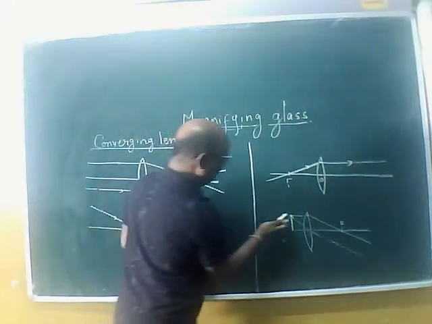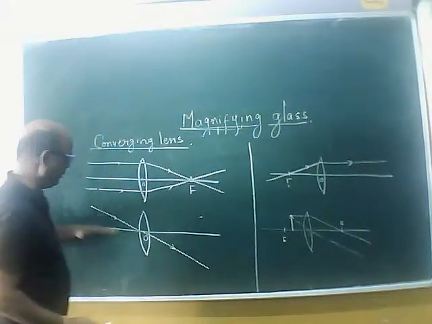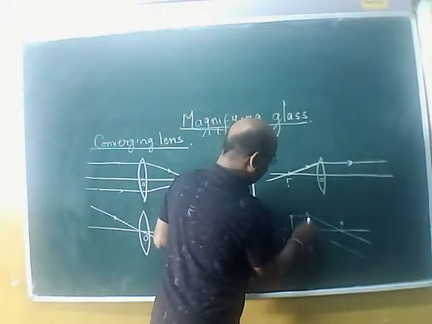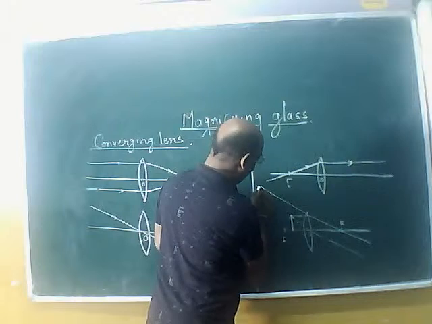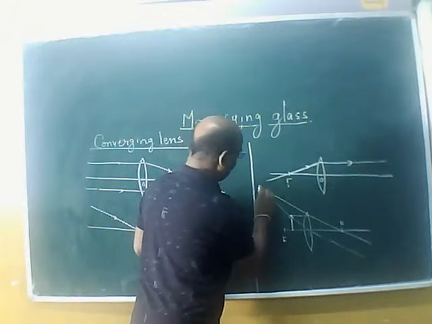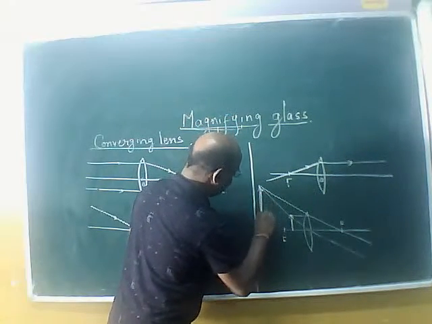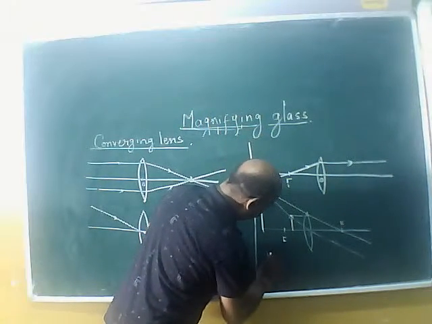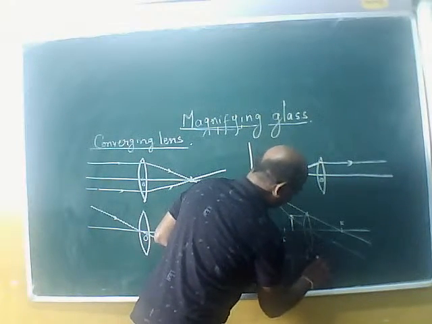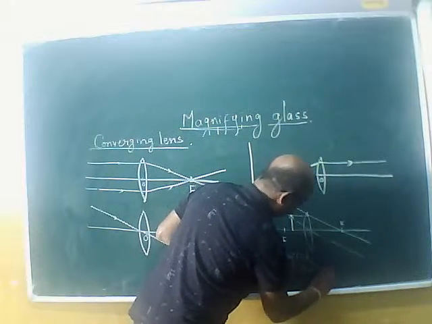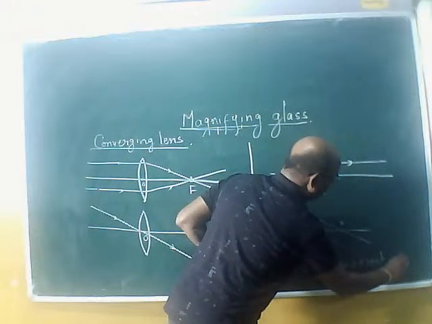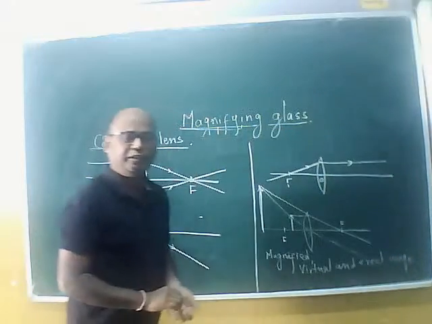This is the first condition: the ray going parallel will pass through the focus. This is the second condition: the ray passing through the optical center will go without bending. Now both of them will form a very large image. What kind of image is this? Magnified. Magnified means large. Virtual and erect. Erect means straight. An erect image is formed.